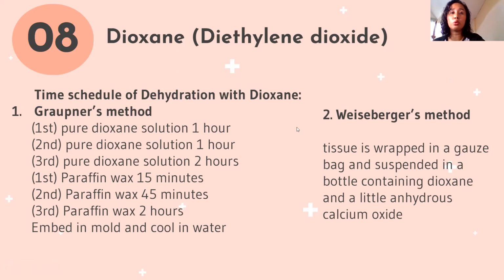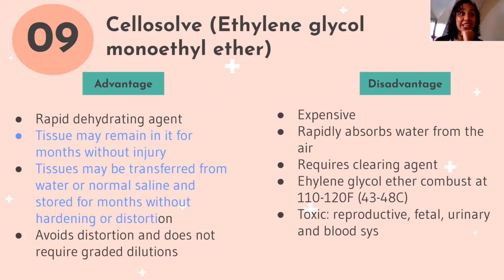Or baka gusto mo ng Weisberg. Ito yung paggamit ng dioxane ha. Hindi ko alam kung anong mas common. Itong Weisberger's method: tissue is wrapped in gauze and suspended in a bottle containing dioxane and a little anhydrous calcium oxide. So, magkasama. Parang mas tipid tong Weisberg's method, di ba? Matagal tong Graupner's.